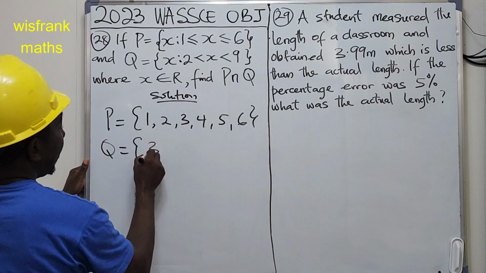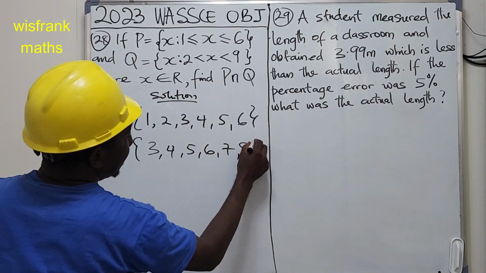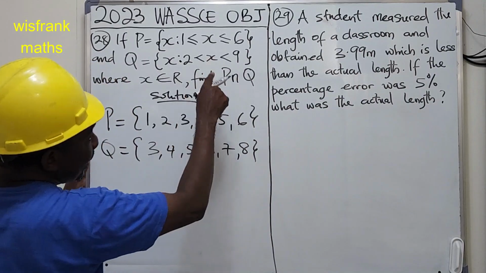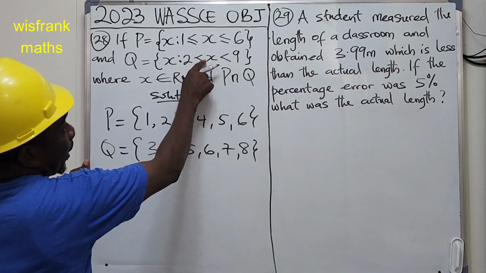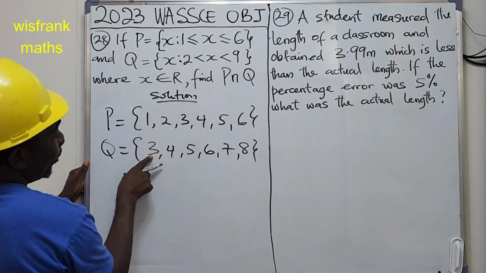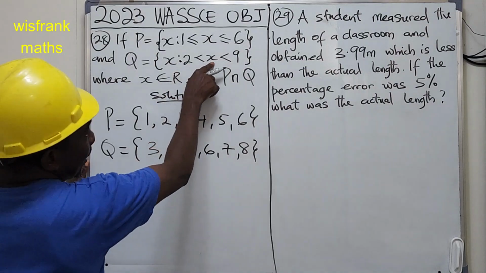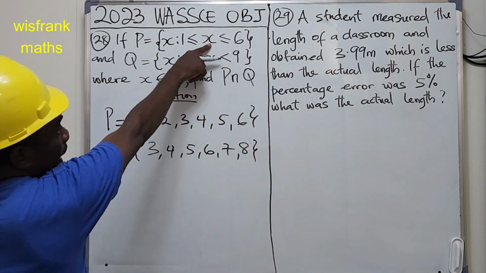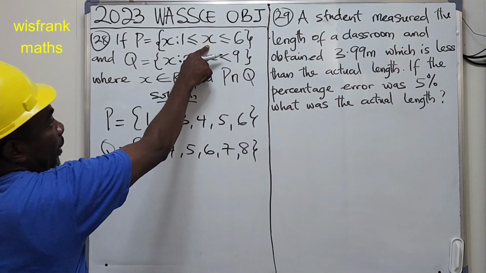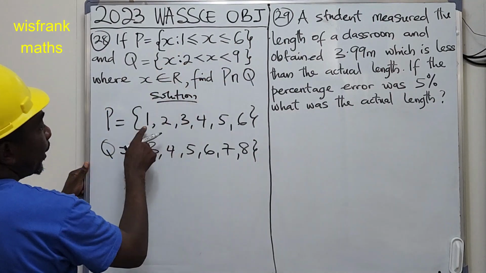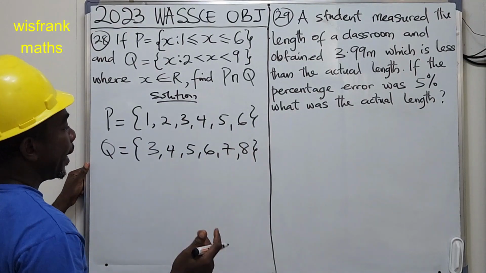So we have 3, 4, 5, 6, 7, and 8, because here x is less than 9, so 9 is not inclusive. And also x here is greater than 2, that is why 2 is not inclusive. X is greater than 2, but x is less than 9. In this case, x is less than or equals to 6, but this one, x is greater than or equals to 1. That is why 1 and 6 are inclusive, because they are equal to.